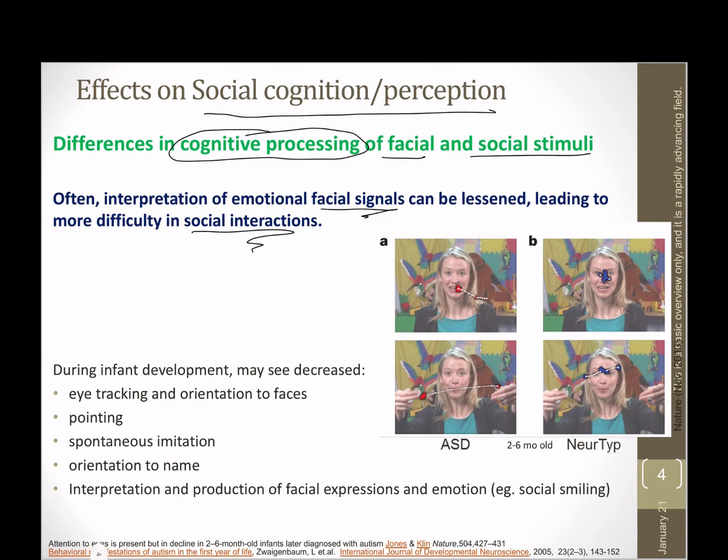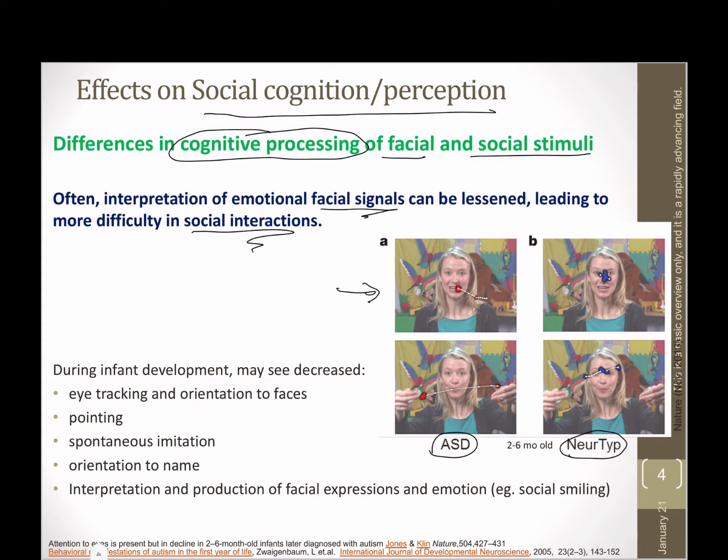So these changes actually occur very, very early in development, and understanding facial signals and eye tracking are things that occur just in the first couple of months of child development. So when you look at infants, you can look at how much eye contact they're making under certain situations. And in the photo here, you can see results from infants who will be later diagnosed with ASD versus infants who will not be diagnosed with ASD.